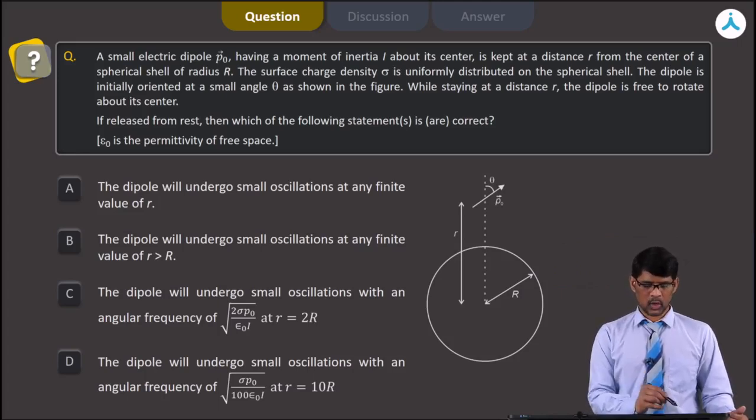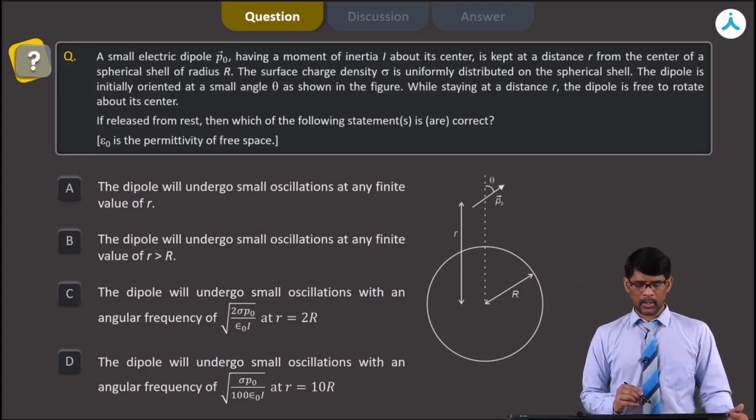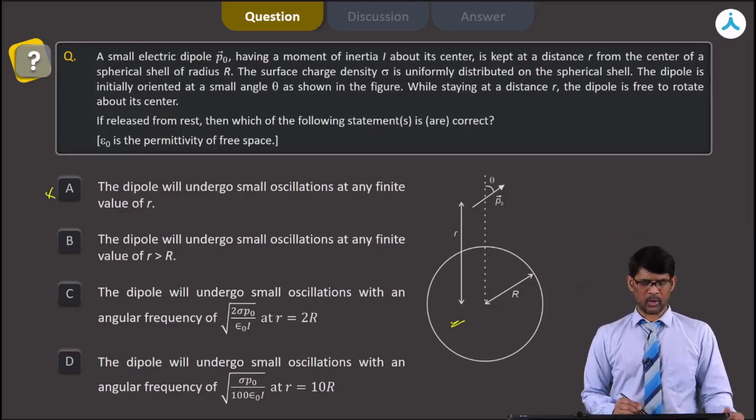Well, the first option is: dipole will undergo a small oscillation at any finite value of small r. Well, we know that inside the region of the spherical cell, the field will be zero, so the dipole will not experience any force and it will not experience any torque. So option A will be the wrong statement.